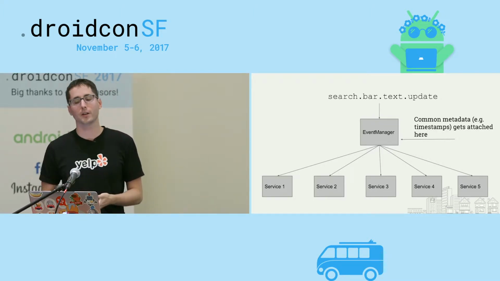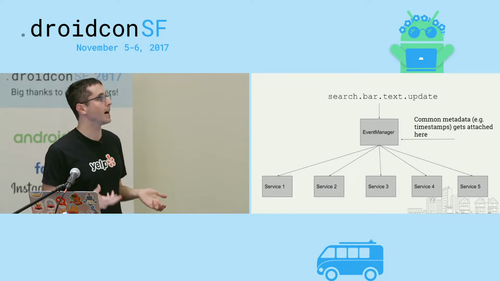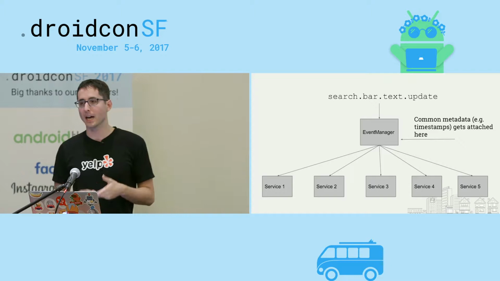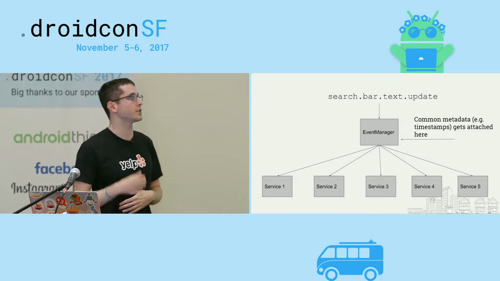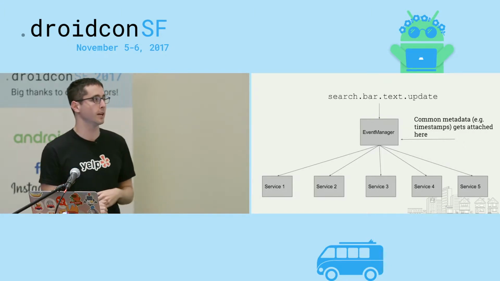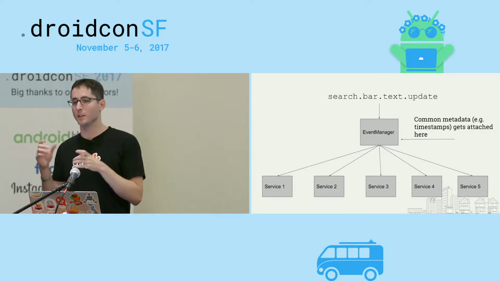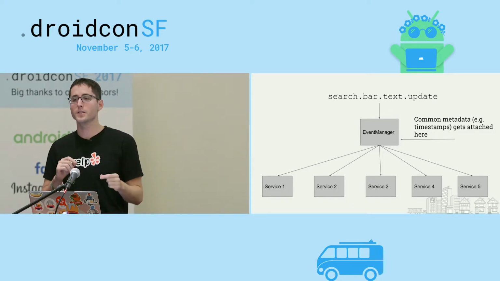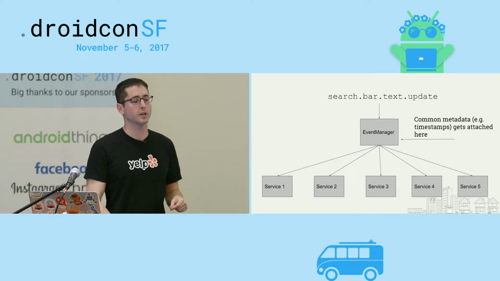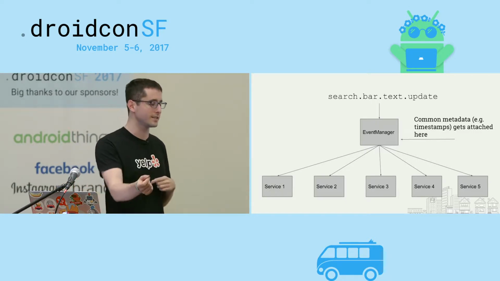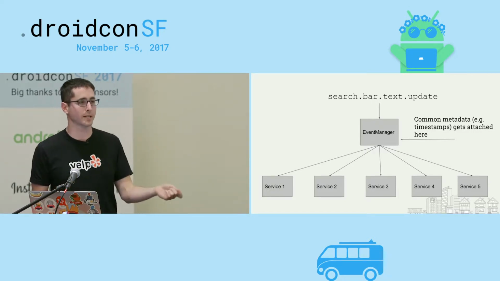The first type of metadata you're going to want to attach is this idea of common metadata. This is something like a timestamp or a user ID, and that's something you want to attach as much as possible as late in the pipeline in your event manager. Otherwise, if you leave it for an event by event case, someone's going to call it timestamp, and someone's going to call it date stamp, and someone's going to call it date timestamp, and someone's going to log it as milliseconds since epoch, and someone else is going to log it as ISO 8601.